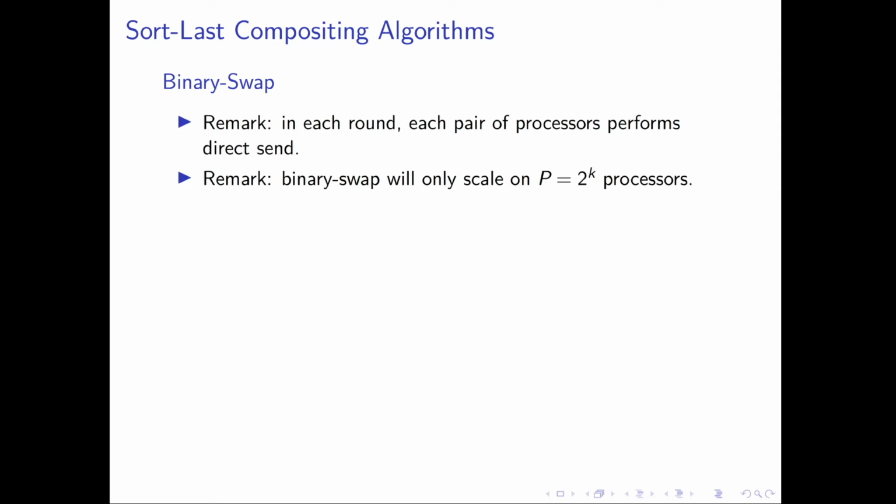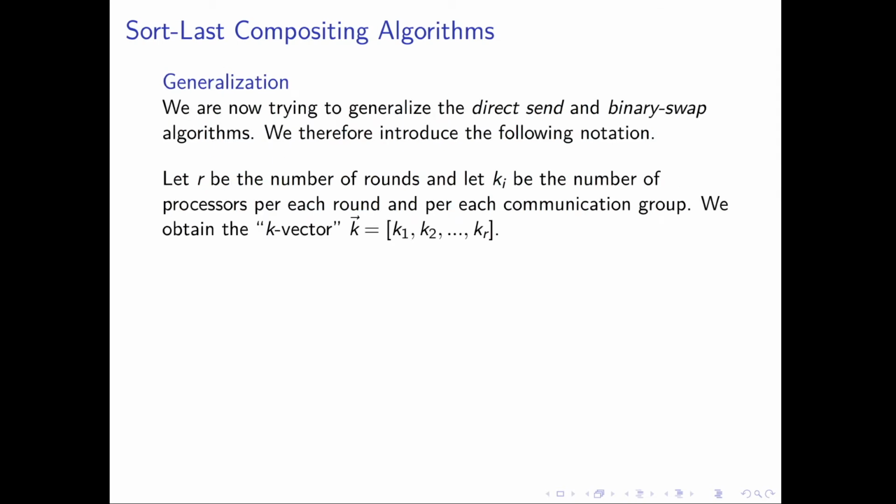And that's going to of course be pretty problematic. Like, if we have a network of say 63 processors, then we would only have work for 32 processors, and that of course defeats the purpose of the whole thing, right? So for that, I'm now going to discuss a generalization of the two algorithms, basically, of the direct send algorithm and the binary swap algorithm.